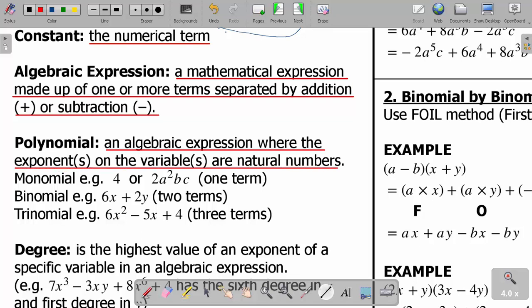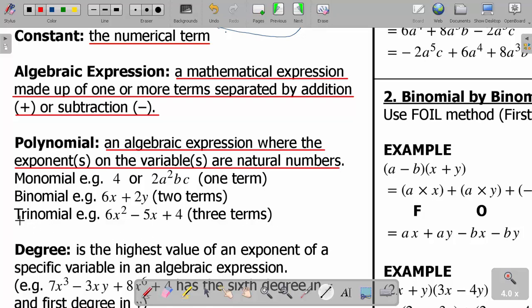Are we together? Okay, now we have different types. We have got monomials. Now with the monomial, it can be 4 or 3, 2a squared bc. This is now one term. Now mono means 1, so it's a monomial, and then bi means 2, so 2 terms form a binomial. So the binomial, like for example 6x plus 2y, is called a binomial. And then if you have got 3 terms, then you call it what? A trinomial.